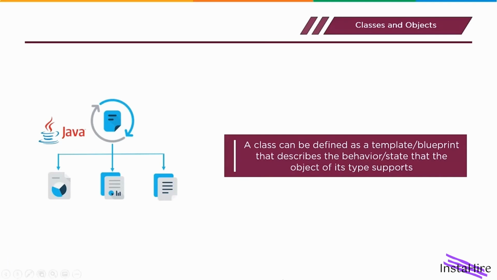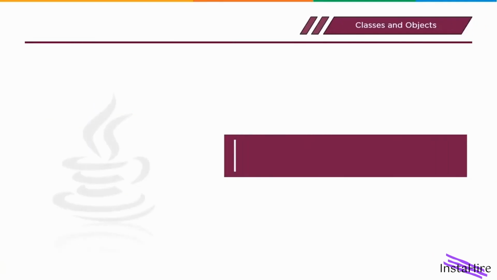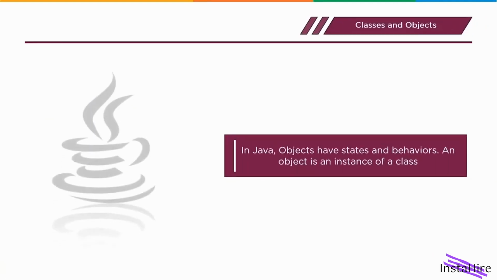Followed by class, now we will enter into the next one, which is the object. So what exactly is an object? As discussed before in the normal example, the blueprint before building a house is considered a class, and the building that you construct using the blueprint is called an object. Similarly, in Java, objects have states and behaviors, and an object is an instance of a class.